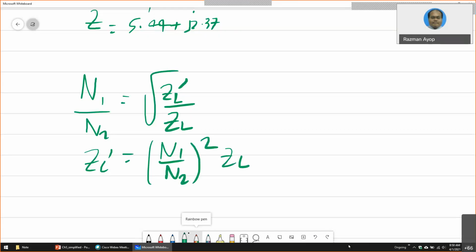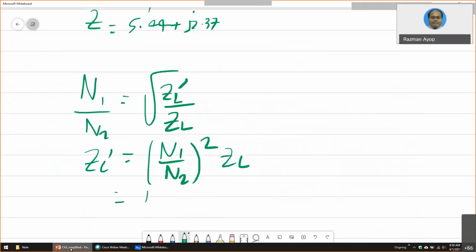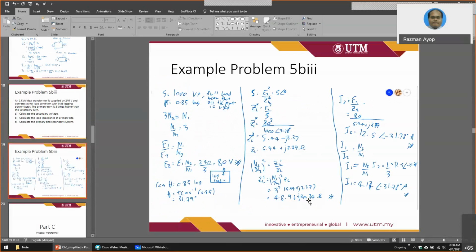So you just insert the value. N1 divided by N2 is 3. So this one is 3 squared. This one is A, right? So 3 squared times ZL, which is 5.44 plus j2.37. So you will get the answer.